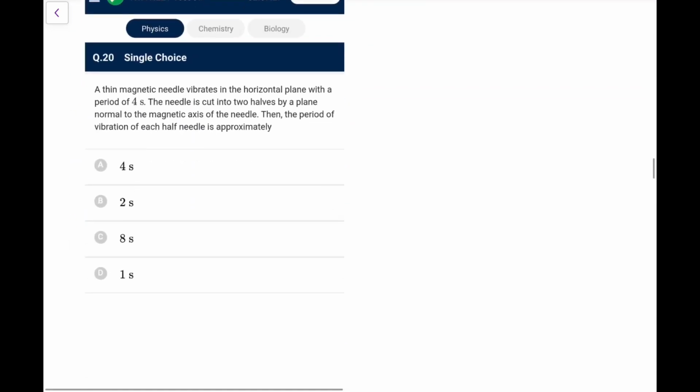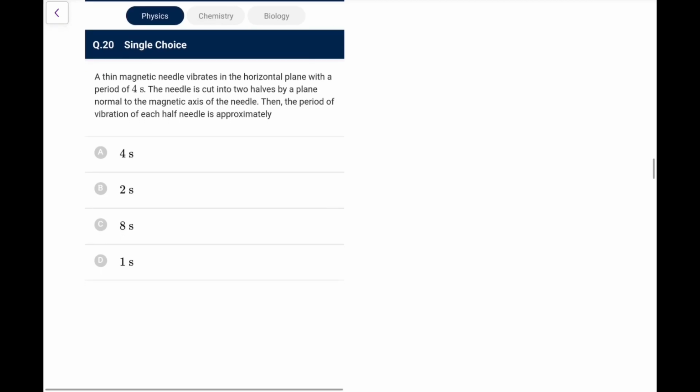Next one. A thin magnetic needle vibrates in the horizontal plane with a period of 4 seconds. The needle is cut into two halves by a plane normal to the magnetic axis of the needle. Then the period of vibration of each half needle is approximately? So here, if we take it as almost a bar magnet, this is the axis, we are cutting it here. Now each part will have half the length. If cut into n equal parts, time period becomes T by n.